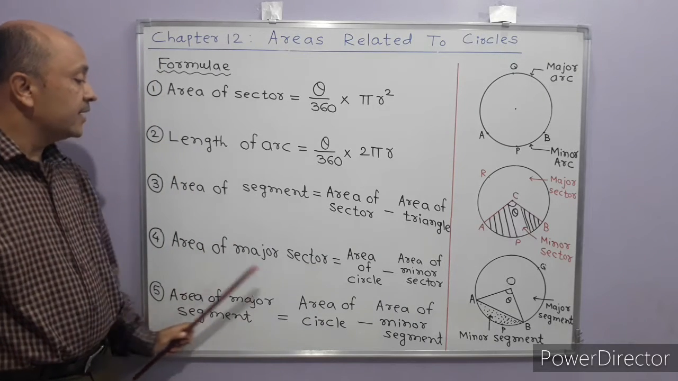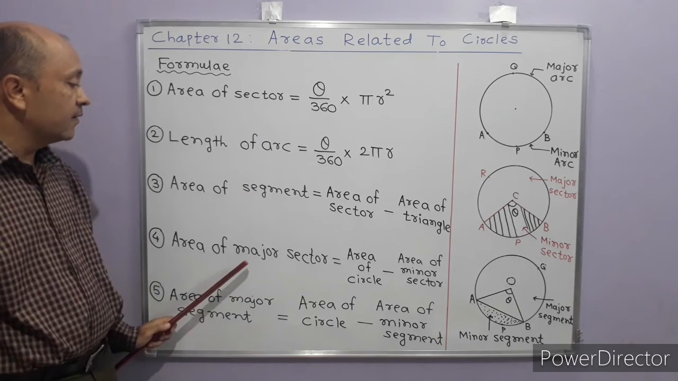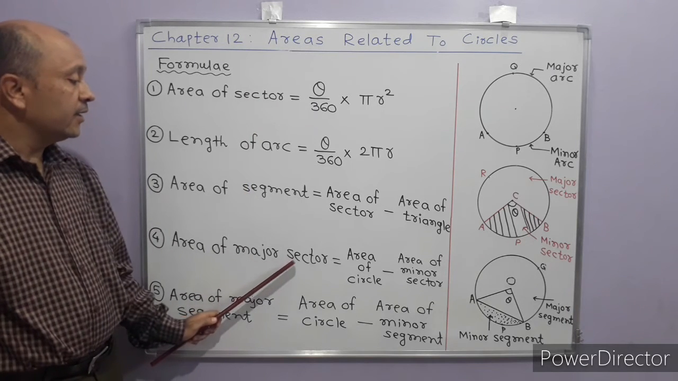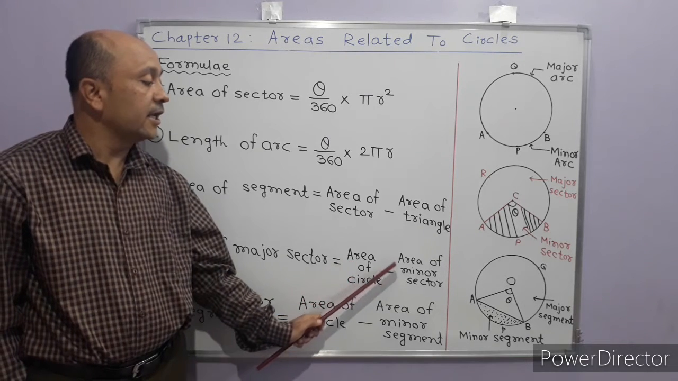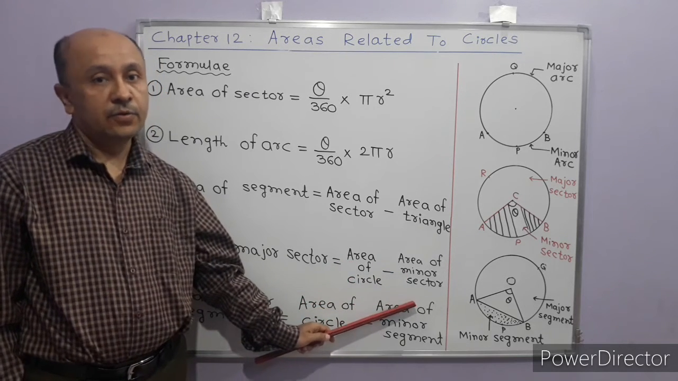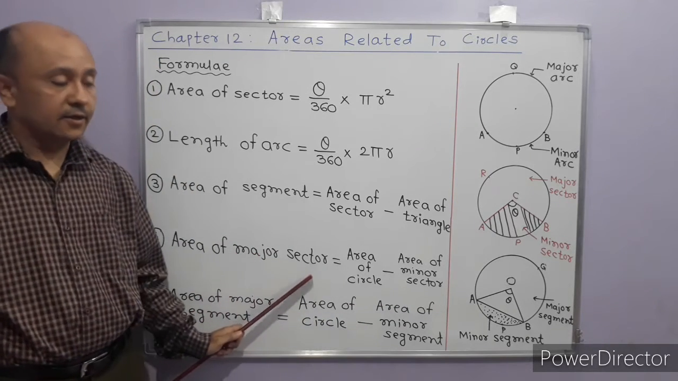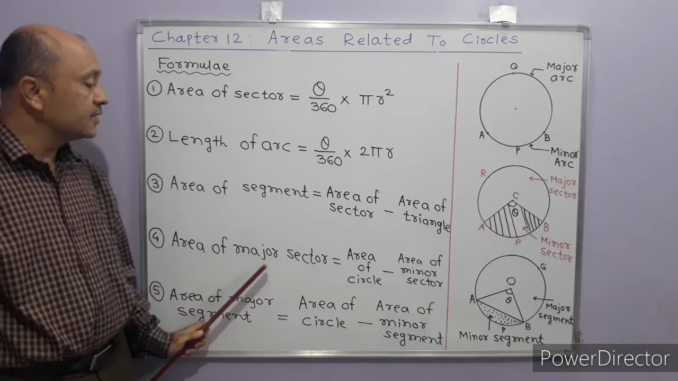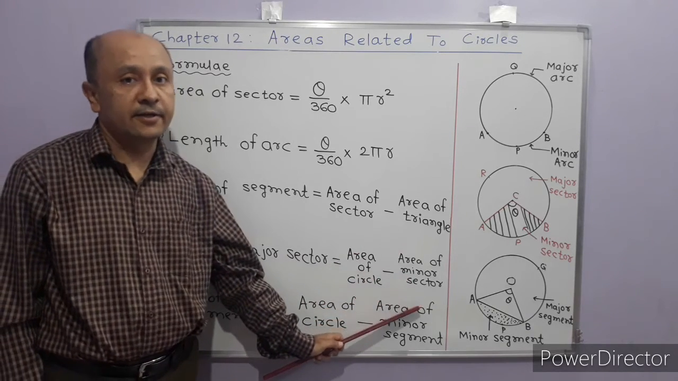Then area of major sector. Okay, so we have seen about the sector. Now see the area of major sector. Area of major sector is nothing but area of circle minus area of minor sector. You have to remember this formula whenever it is asked for area of major sector. So once again, area of major sector is equal to area of circle minus area of minor sector.